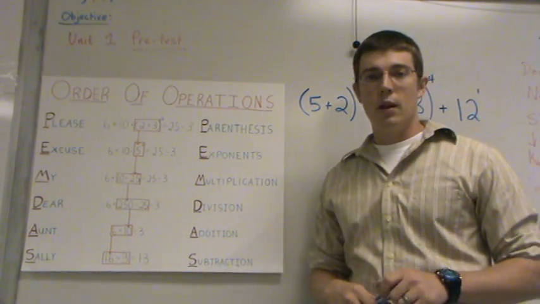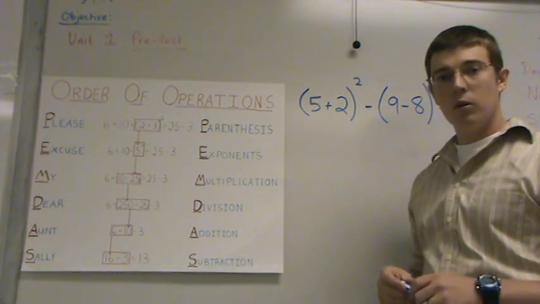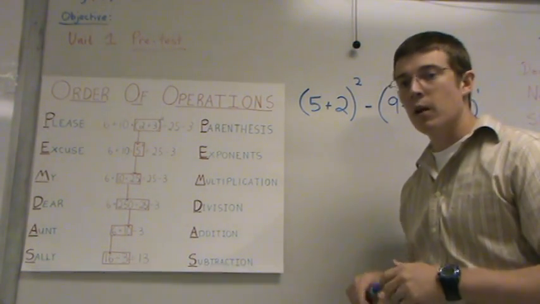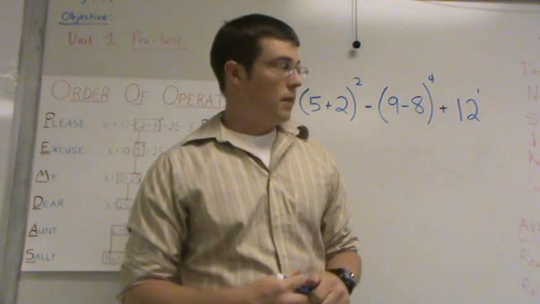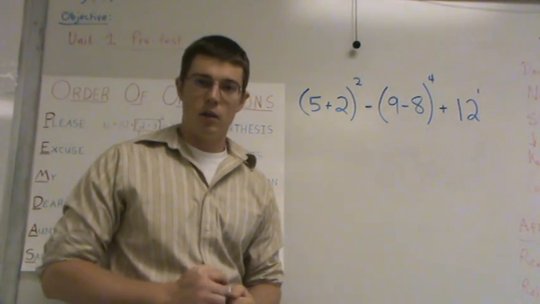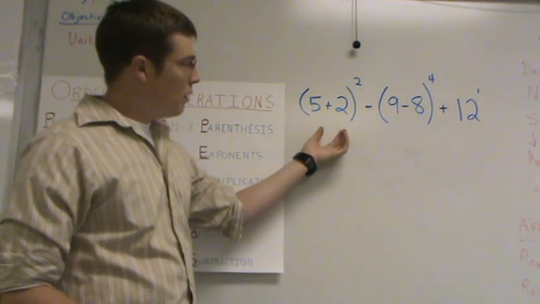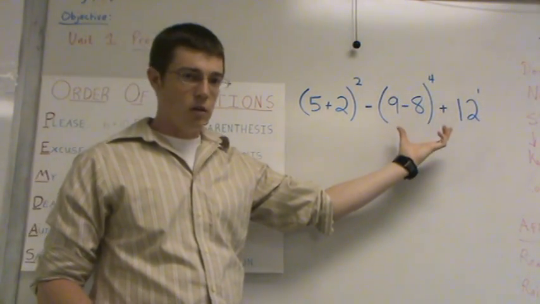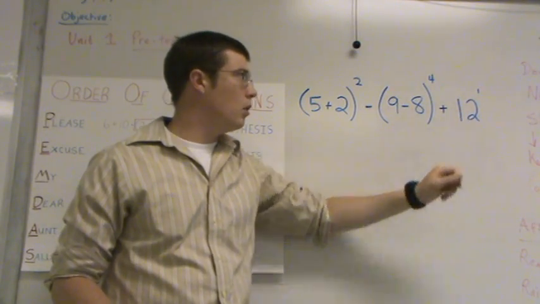But I want to help you today with a problem that I put on the board behind me here. And we're going to work it out together as an example. And perhaps seeing this problem, which is a pretty complicated problem, you'll be able to solve all the problems that your student might be having with their homework at home. This is actually a problem that I pull off one of my assessments. Very similar, it's not the same. I've changed the numbers up a little bit. But what we have is inside parentheses 5 plus 2 squared, subtraction of another set of parentheses 9 minus 8 to the power of 4 plus 12 to the power of 1.